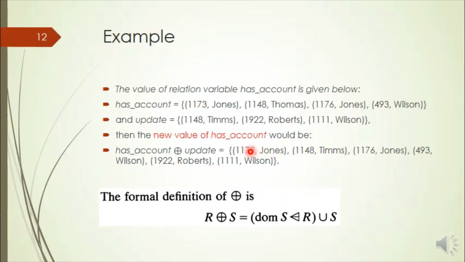Then you go to next ordered pair and its first element is 1148, and you search it in the update relation, and 1148 is assigned to Thomas, so there is an updation, and this ordered pair would be a part of your answer.